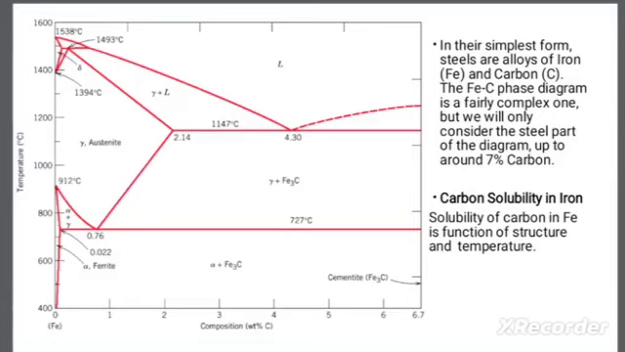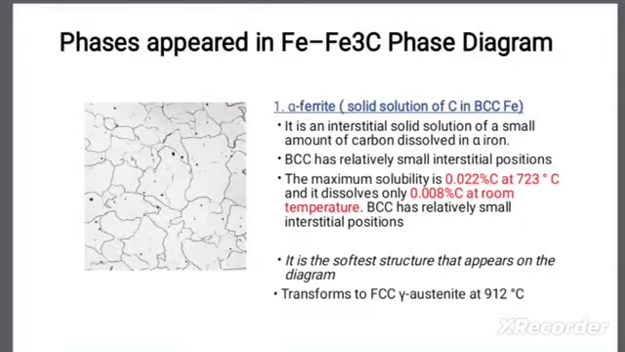So austenite remains stable up to 1394 degrees Celsius or approximately 1400 degrees Celsius, at which FCC austenite reverts back to the BCC phase. BCC is nothing but body centered cubic. This BCC phase is also known as delta ferrite, which finally melts at 1400 degrees Celsius or 2800 Fahrenheit.